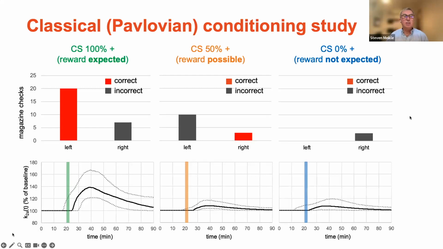And then this is the 0% conditioned stimulus. The animal is not checking the magazines anywhere near as often. And although our median estimate of the dopamine curve seems to indicate a very, very small dopamine response, in actual fact, the confidence intervals overlap with the baseline. And so we can't be confident that there was any dopamine release in that case.